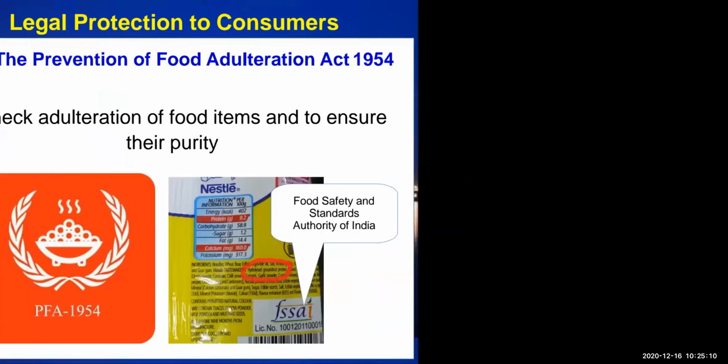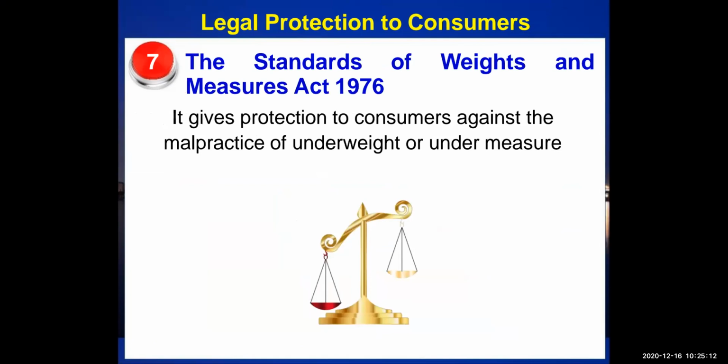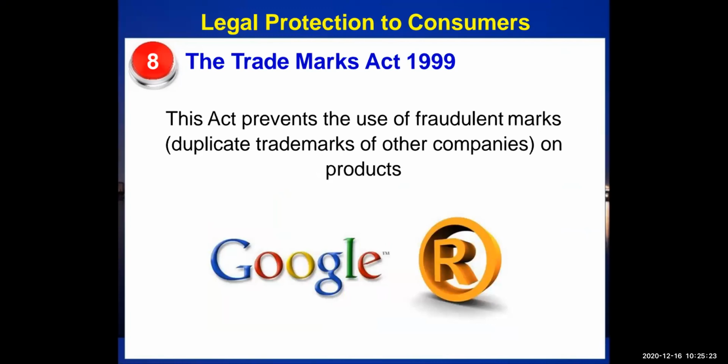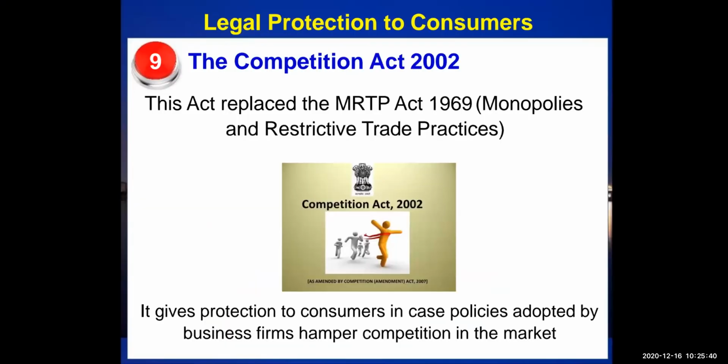Next is the Standards of Weights and Measures Act 1976. Now this gives protection to consumers against the malpractices of underweight or under measures. And then we have the Trademark Act 1999, which prevents the use of fraudulent marks, that is, a duplicate trademark of other companies on the product. So to safeguard against such things, the Trademark Act 1999 was started.